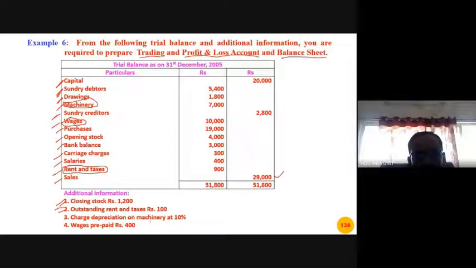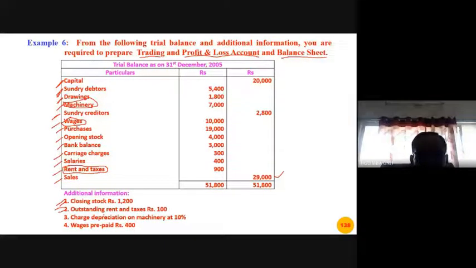See, when machinery is used in the business, for manufacturing something, the machine gets depreciated, its value. The value of a machine will be reduced automatically. So what is the percentage of reduction? 10% on machinery value. Every year, 10% depreciation is made. What is the machinery value? 7,000. 10% on 7,000 means 700.